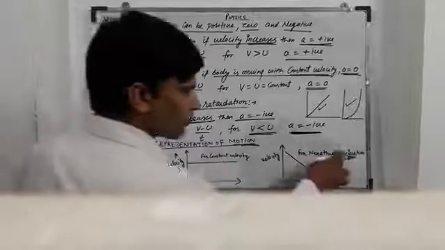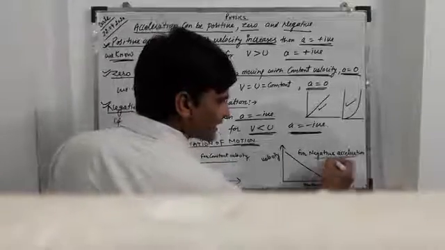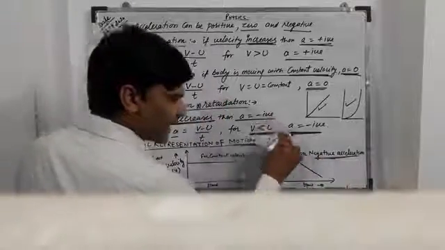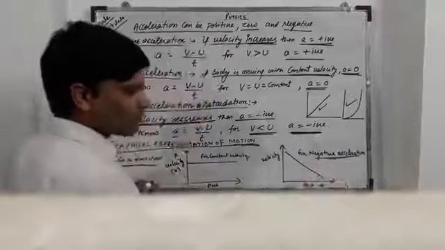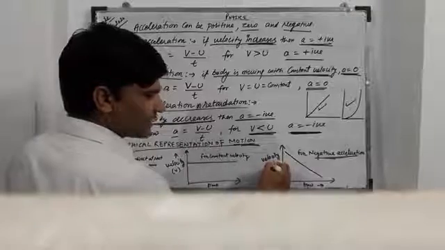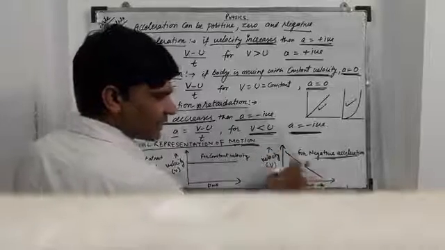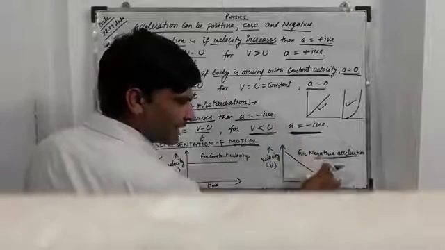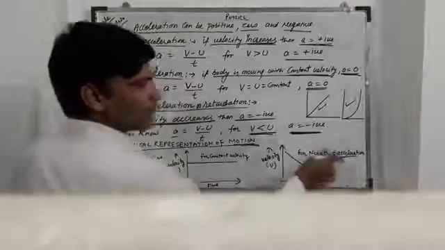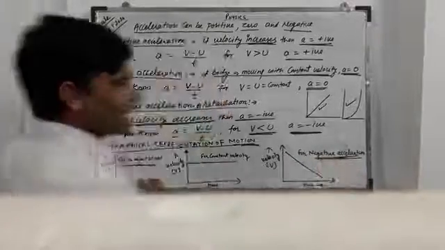For negative acceleration we have a negative slope. So the velocity-time graph has a negative slope for negative acceleration.